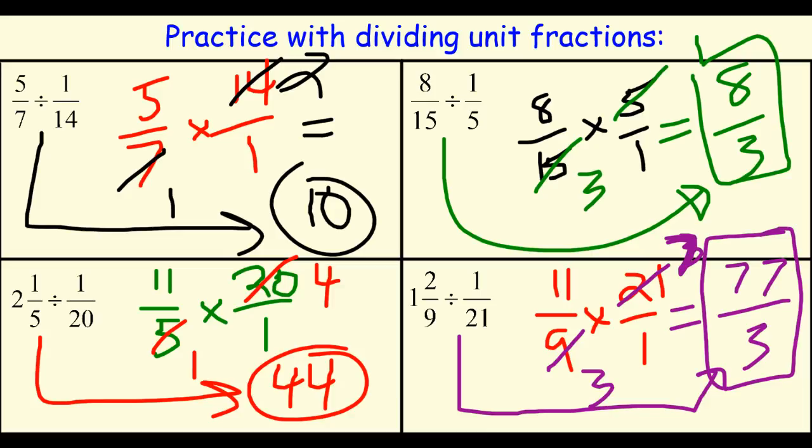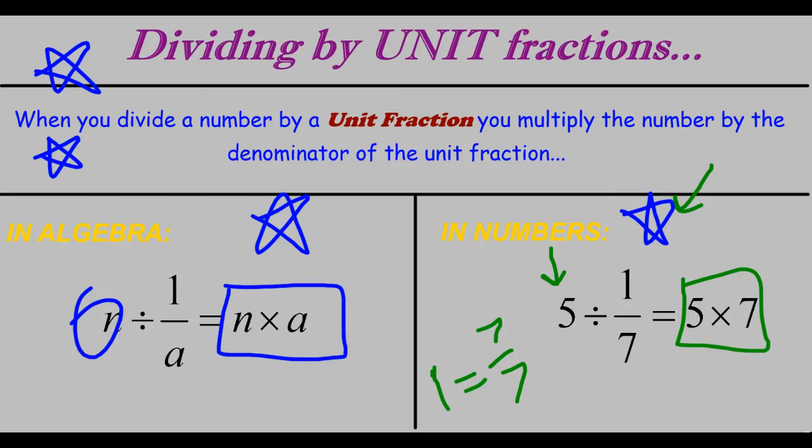So as a quick review, for dividing by unit fractions, dividing by 1 over a, like 1 over 7, is the same as multiplying by that denominator. And we can use that strategy, and we'll use that more both in class and when we get to the next video lesson on dividing by non-unit fractions.